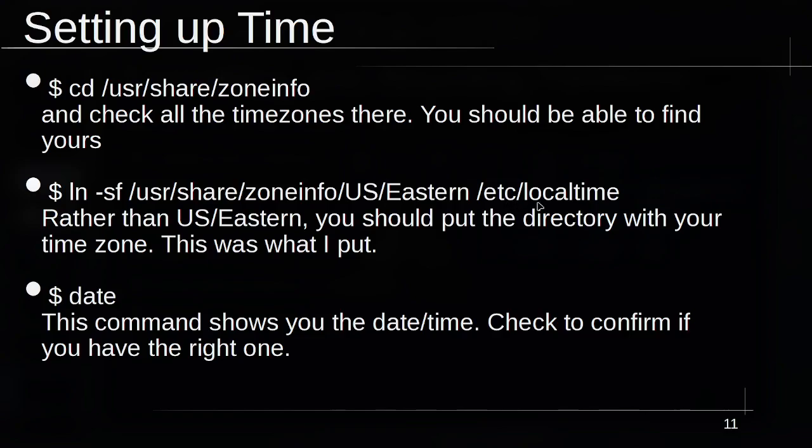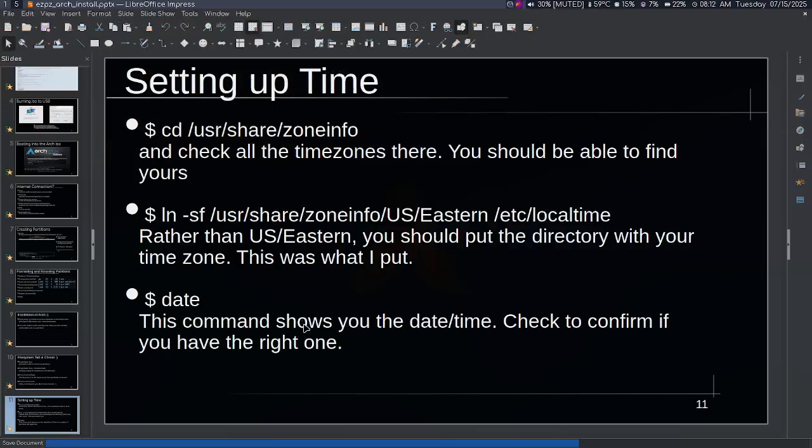space /etc/localtime. Now obviously, rather than US/Eastern, if you're not in that time zone, you put your time zone. You can put Asia/Dubai, or maybe Asia/India. I'm not sure, I haven't checked that, but you get the point. And now you should run date to check if this is your actual date and time. This command shows you the date and time in Linux.